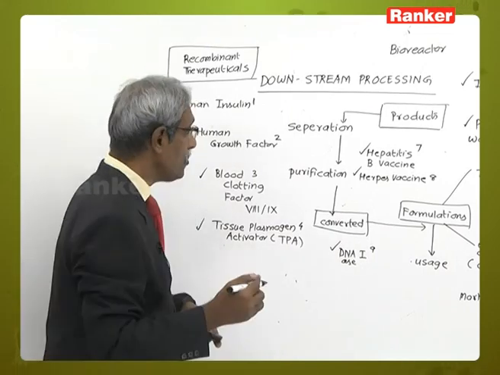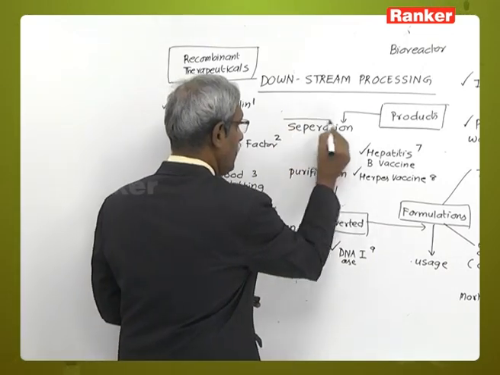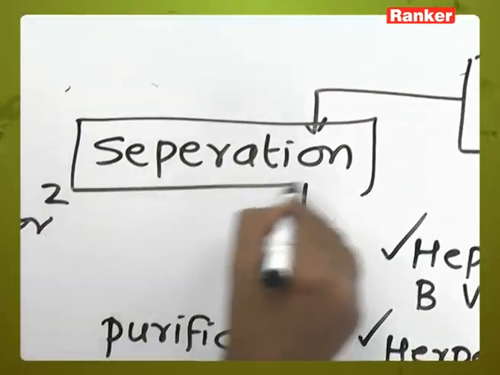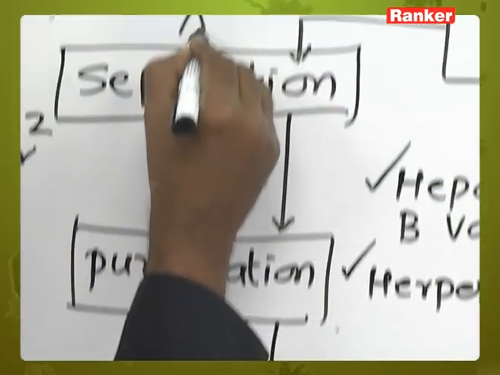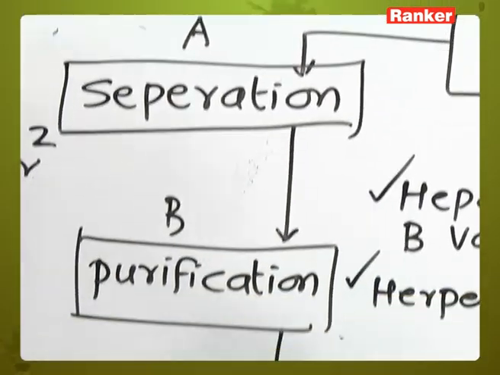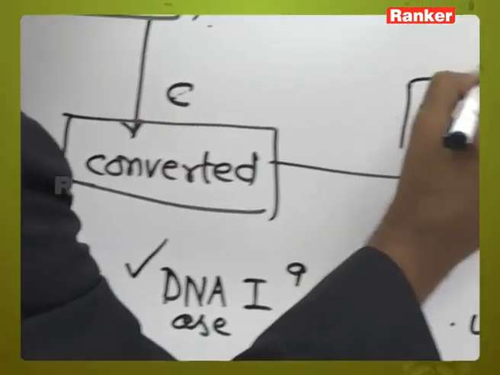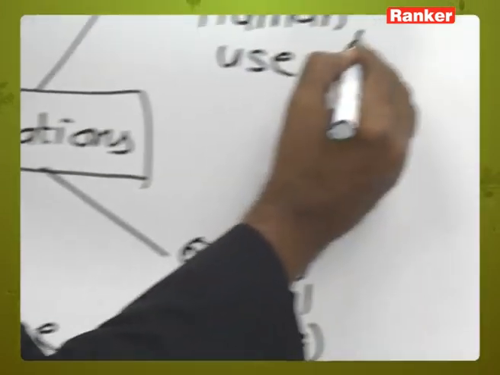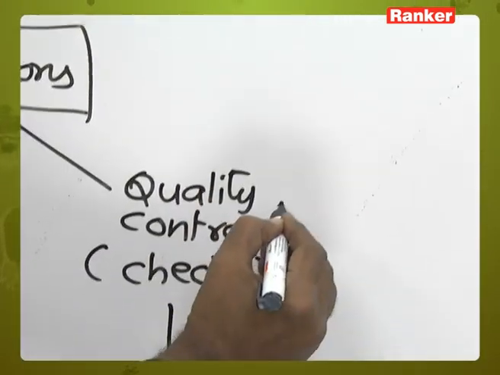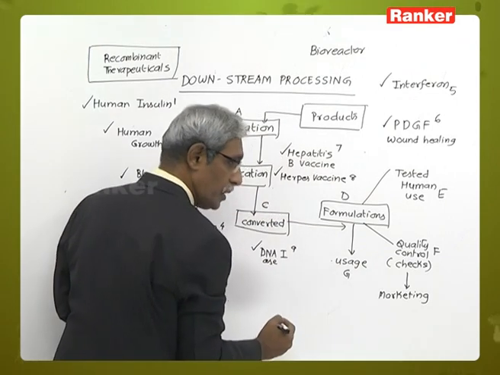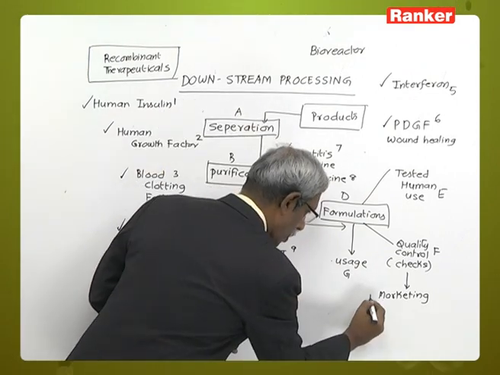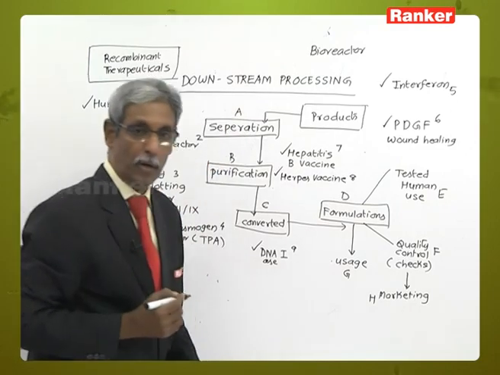So, we understand downstream processing principally involves separation of the products, purification of the products, conversion, making formulations, testing for human use, going through quality control checks, having applied value in relation to medical use, and it's also marketed as a recombinant product.